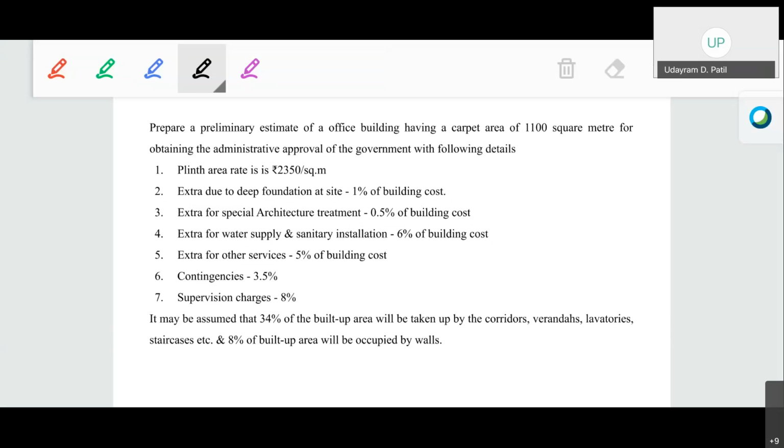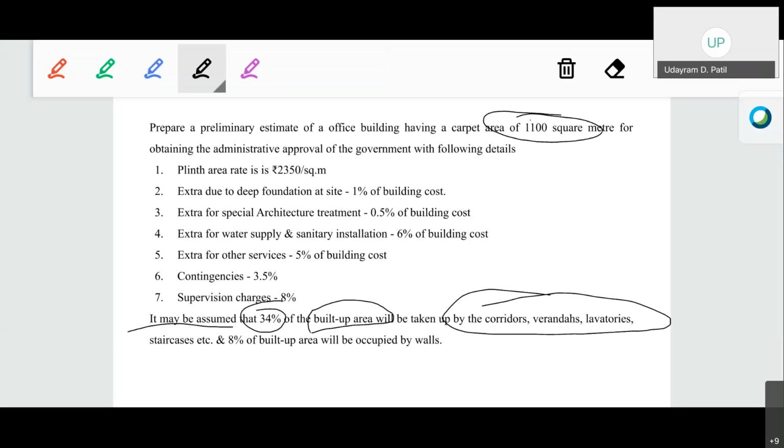Now we had solved a similar example earlier. Now as only the carpet area is given, we have to calculate the plinth area or the built up area. For that, it is given that it may be assumed that the total built up area will include 34% as the corridors and ladders and 8% as the walls.